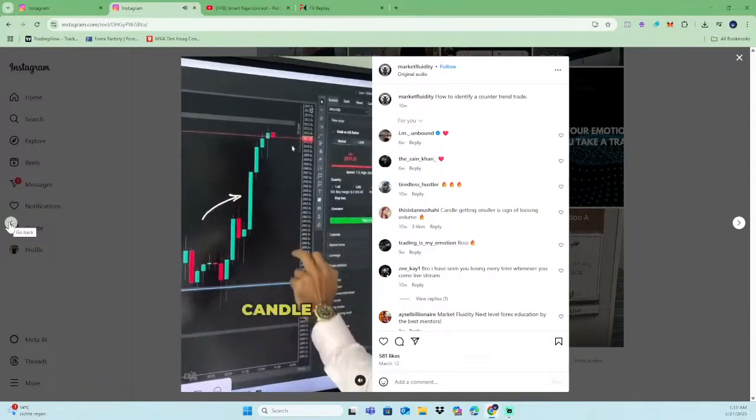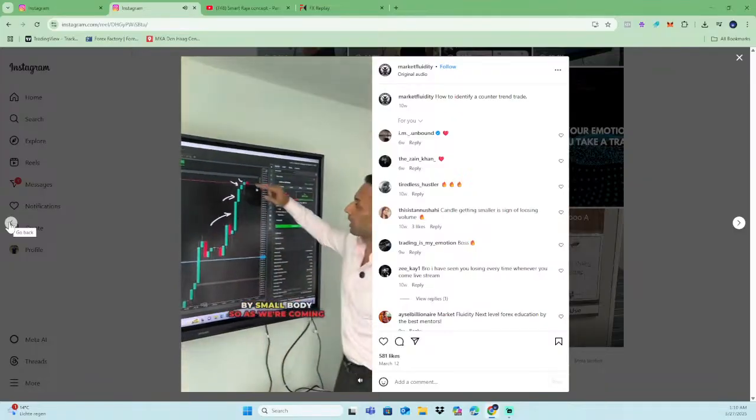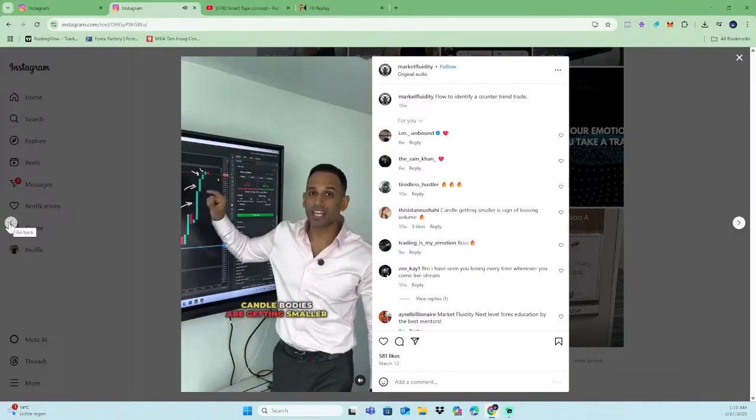Look how big this candle was. This was a smaller body, smaller by small body. So as we're coming up towards the resistance, the candle bodies are getting smaller.